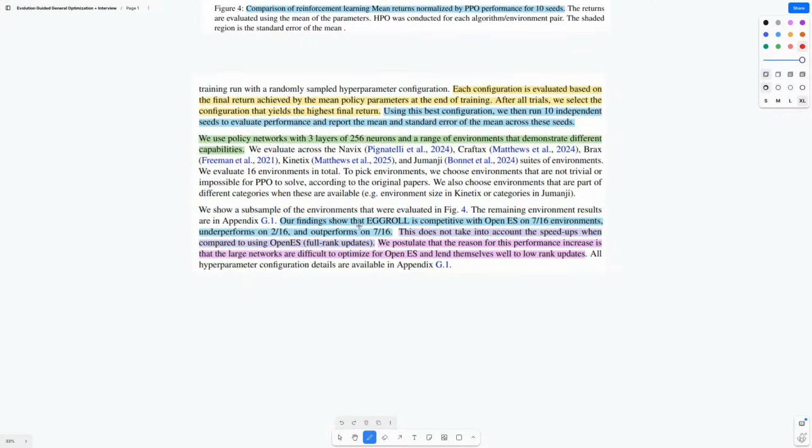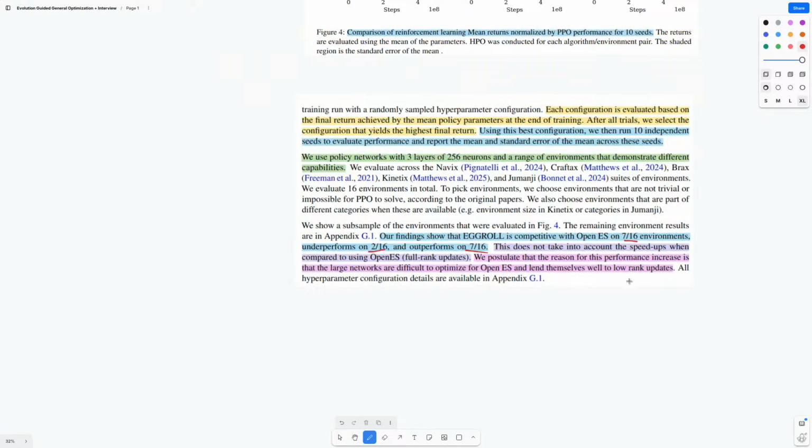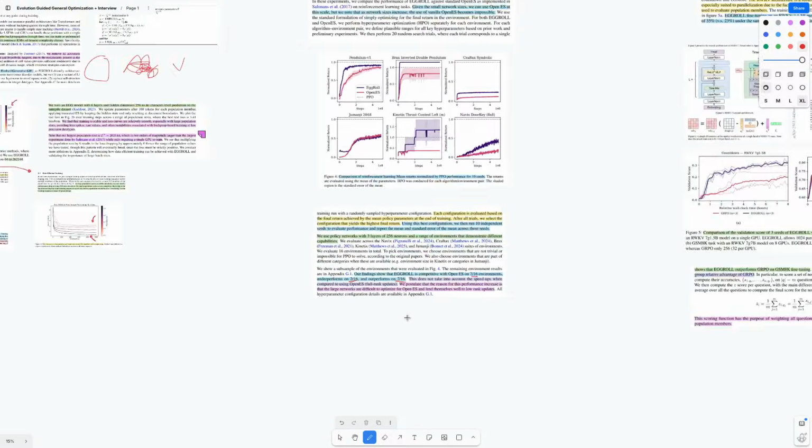In total here, Eggroll is competitive with OpenES on 7 out of 16. It underperformed on 2 out of 16 and outperformed on 7 out of 16. So it's actually overall better across different environments. But it doesn't account for the speedup compared to using OpenES, right? It is supposed to be much faster, so technically you can run more steps. We postulate that the reason for this performance increase is that large networks are difficult to optimize for OpenES and lend themselves well to low rank updates. That was an interesting thing they said over here. I'm going to ask them a question about that. So that's what's going on.